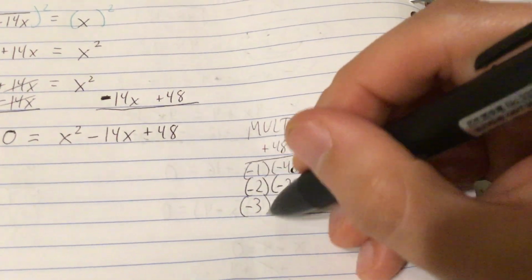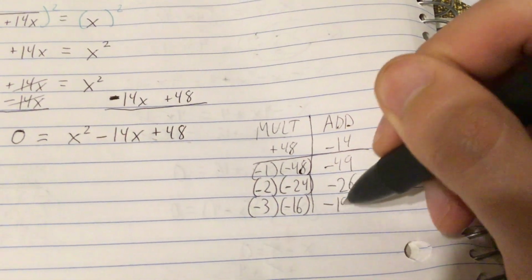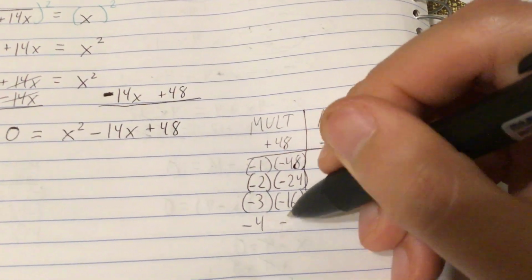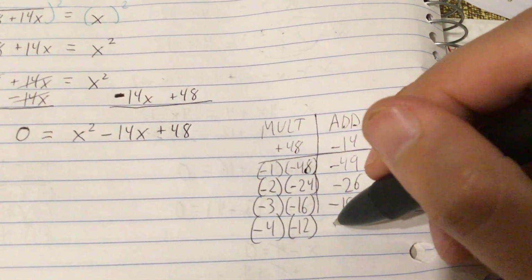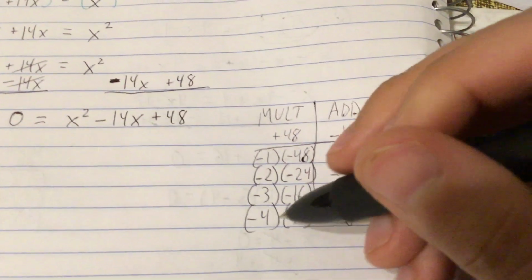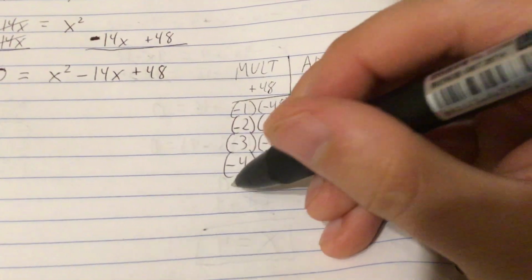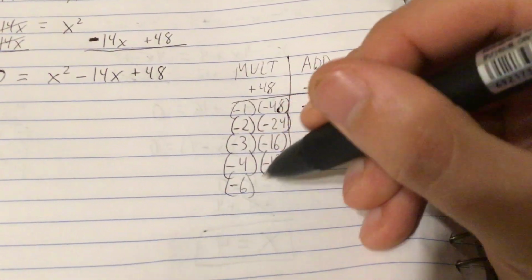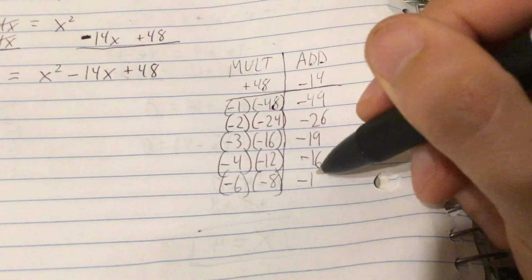Negative 3, negative 16, negative 4, negative 12. Nope. Okay, getting warmer though. Negative 5 doesn't go in there without a decimal. Let me try negative 6, negative 8. There we go. That's the winner.